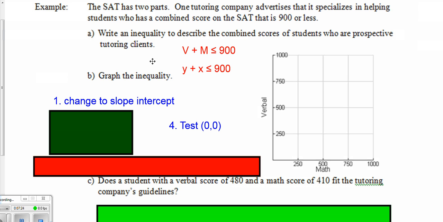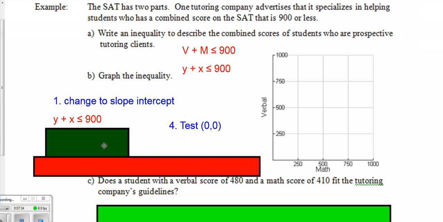So now that we have our inequality, we're going to look at the bottom one here. We need to graph it. So again, like before, we're going to change it to slope-intercept form. So start with the inequality, subtract x from both sides, and we now get y is less than or equal to negative x plus 900. So from here we need to graph.